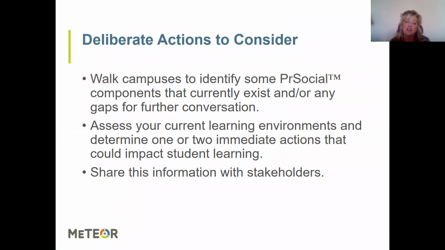Some deliberate actions I'd like you to consider are this. Walk your campuses to identify some pro-social components that currently exist and any other gaps for further conversation. Assess your current learning environments and determine 1 or 2 immediate actions that could impact student learning, and share this information with your stakeholders. Our last question and answer for today is going to be: determine 1 or 2 immediate actions that could impact student learning.